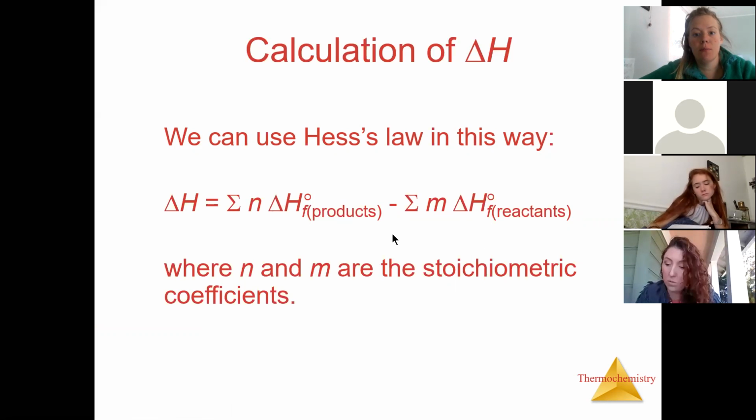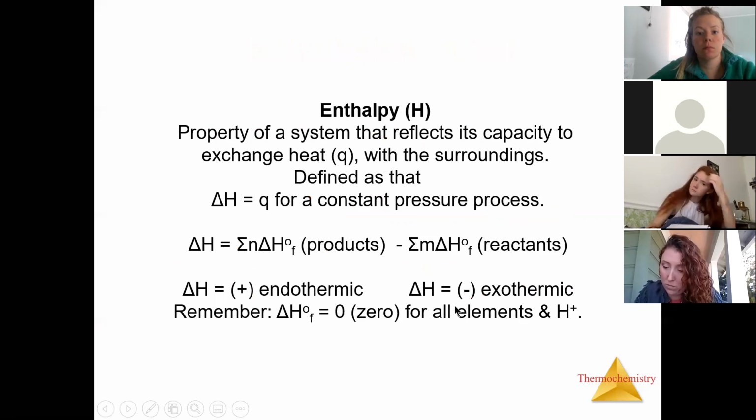So let's see how this thing applies in a real equation. Here it is again. So we've got products minus reactants. If the delta H ends up being positive, endothermic, negative exothermic, pretty consistent. This is an important thing to note.